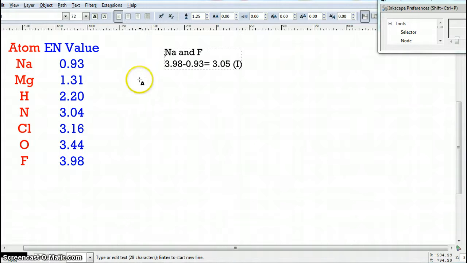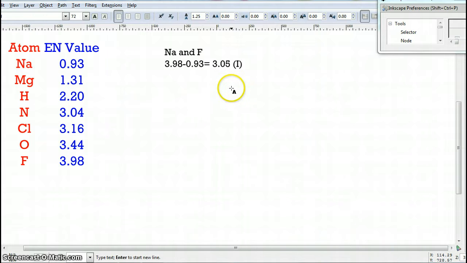Okay, so what we see here is that all you have to do is check the difference between the two elements' electronegativity, see what it is, and then again, anything 1.7 or higher would be considered ionic, anything 0.3 or lower would be nonpolar covalent, and anything in the middle would be considered polar covalent. So we'll take a look at another one.